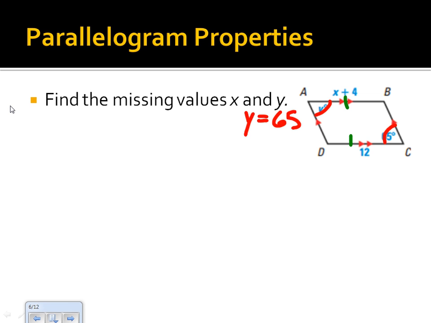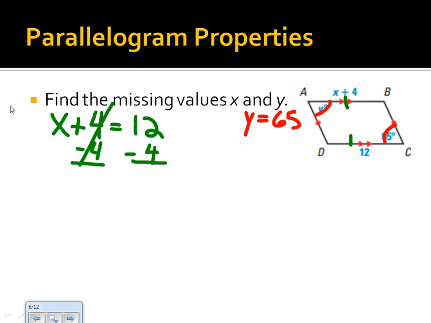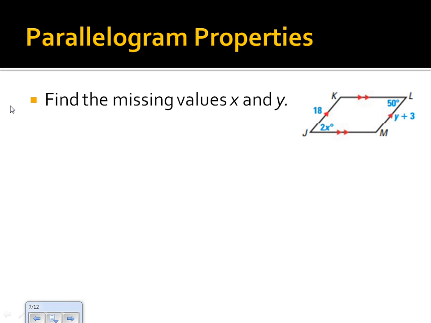So we can say then, what should I write for my equation? Equals 12, because they're equal to each other. Subtract 4 on both sides. So x equals 8. Easy enough? Okay. One more? Do that one real quickly. Yeah, 1 minute.